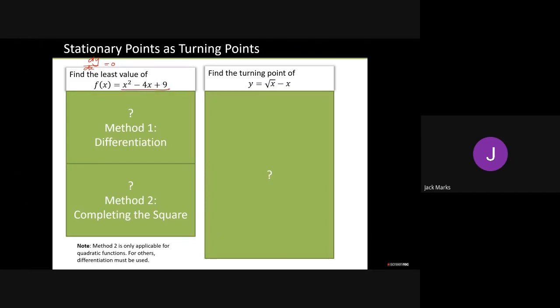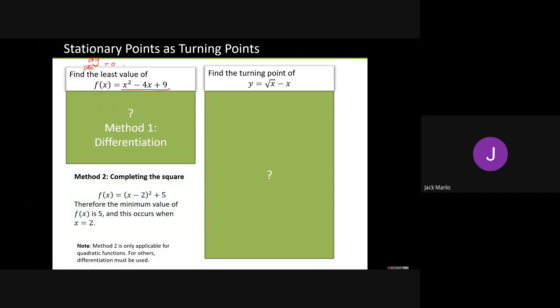You might remember that we looked at how to do this by completing the square. And if we completed the square, we could say that it doesn't go any lower than 5. And when does this occur? Well, it occurs when the bit in the brackets is 0, and that happens when x equals 2. When x equals 2, this becomes 0 and it's 5. So the minimum point, in other words, is (2, 5). The minimum value is 5.